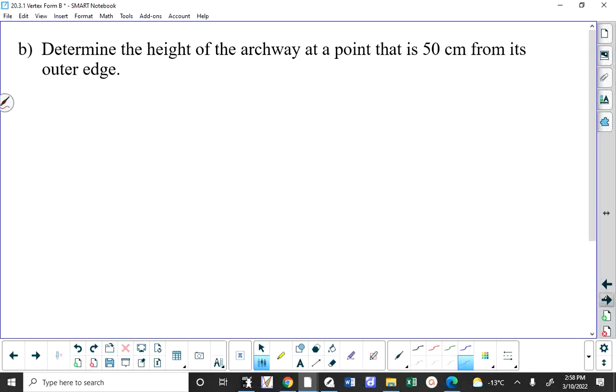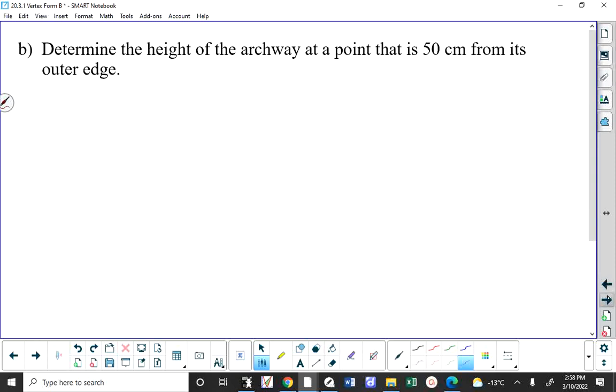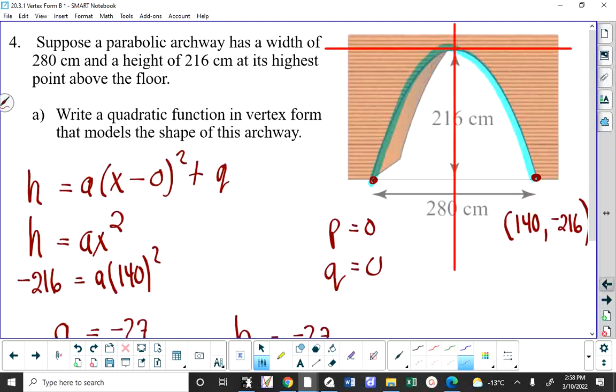The final question. What is the height of the archway at a point 50 centimeters from its outer edge? Now, I admit that if you use this picture, it's easier to make sense of the answer. But we want to find the height of the archway 50 centimeters from its outer edge. So look at what this is saying. It's saying, what is the height there? And believe me, if we set it up the other way, it's a lot easier to see how to get the answer.